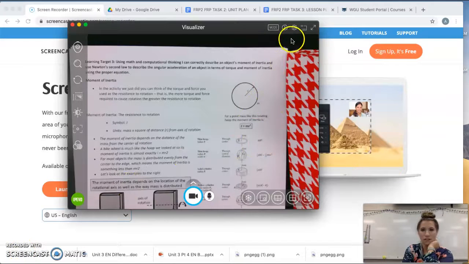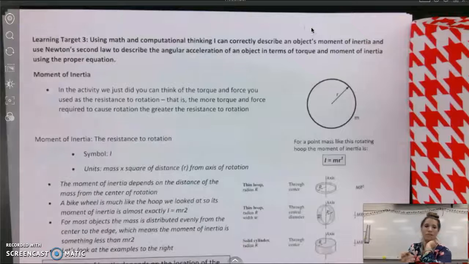Okay, now we're looking at learning target number 3, and this is about moment of inertia. We've talked about inertia before, back in a really early unit. Inertia is a property of matter, and it's how matter resists change. We have to apply a force in order to get an object moving or to make it stop, and it's going to resist that change. And so moment of inertia is very similar.